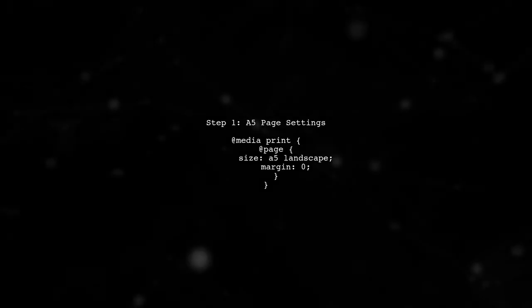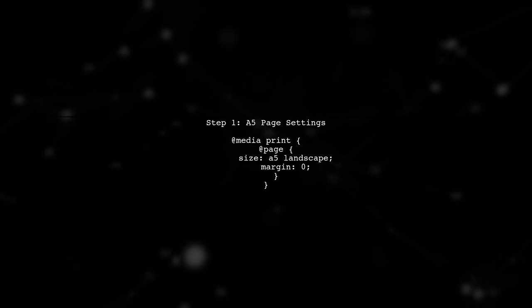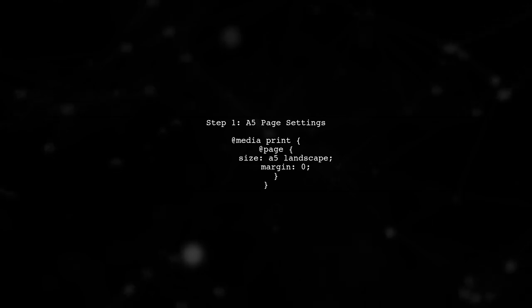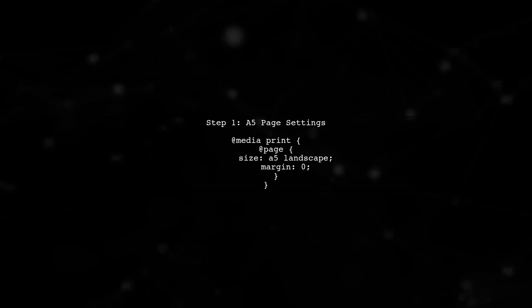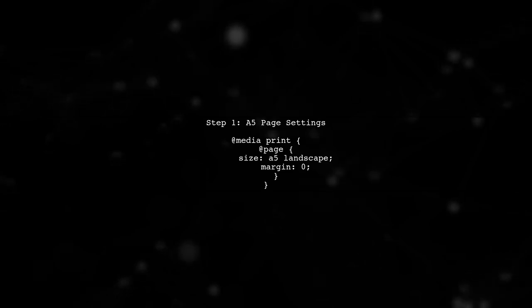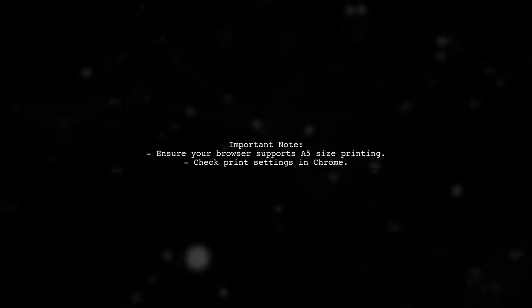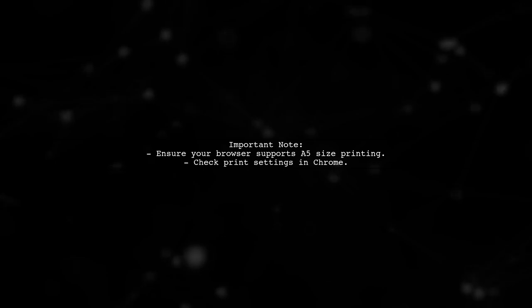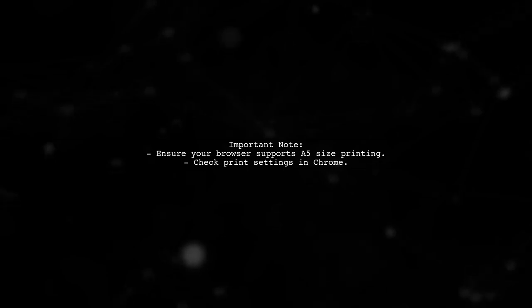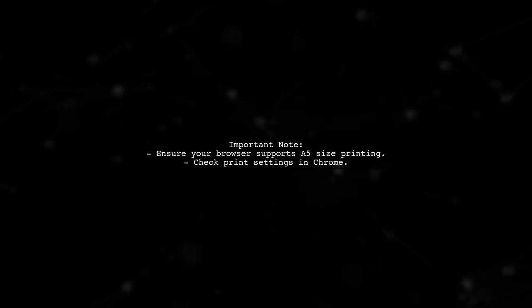Now, let's continue on. To print HTML pages in different sizes, we need to use CSS media queries. Let's start with the A5 page settings. This code snippet sets the page size to A5 in landscape orientation. However, if it's not working, we need to check the browser's print settings.